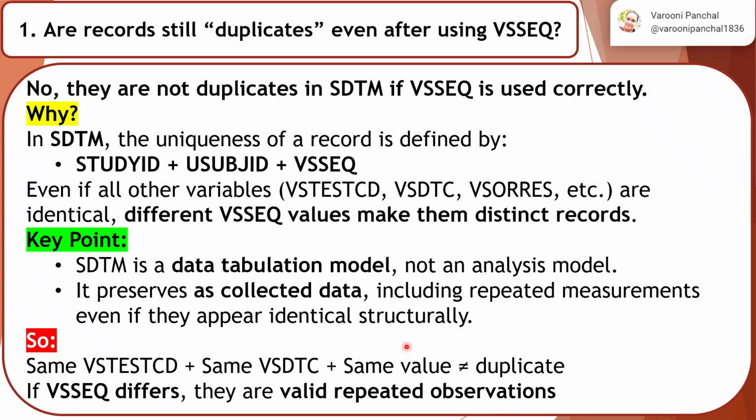SDTM. So even if the VS test code is the same, the VSDTC is also the same, and the value is also the same, that does not mean that these are duplicate records, right? If VS sequence differs, then they are valid repeated observations, but they are not duplicate records.